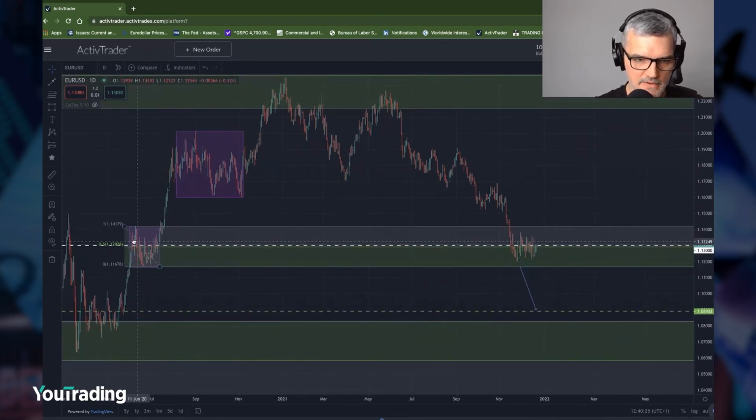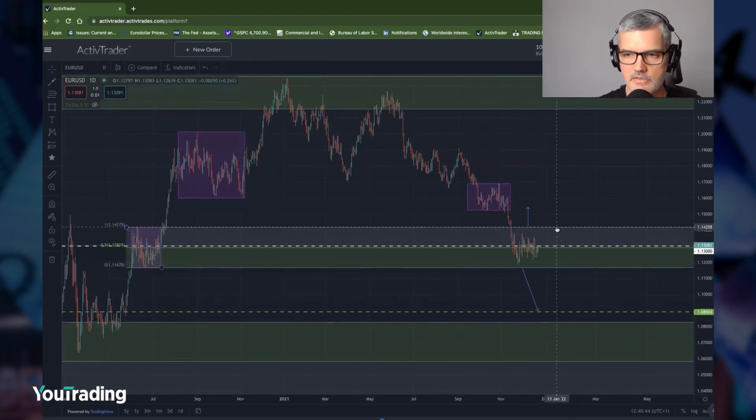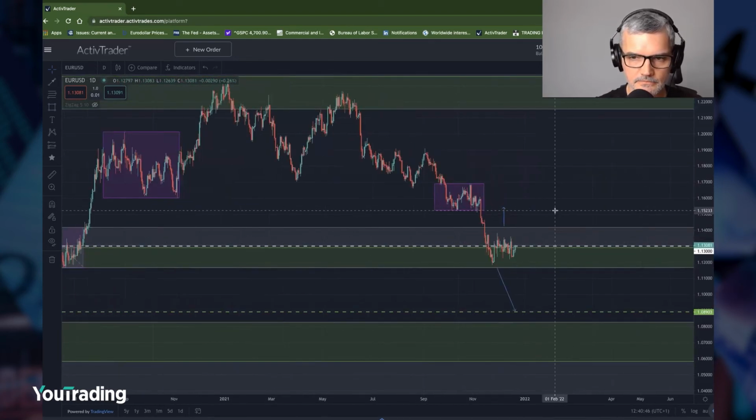However, obviously, if there were buyers there once, they could be there again. So we could be looking for a move to the upside, in which case we'd need to see a breakout of this level here. But then we run straight into this area of balance. So to the upside, it's definitely not as easy as going lower, because the risk reward just doesn't make sense.